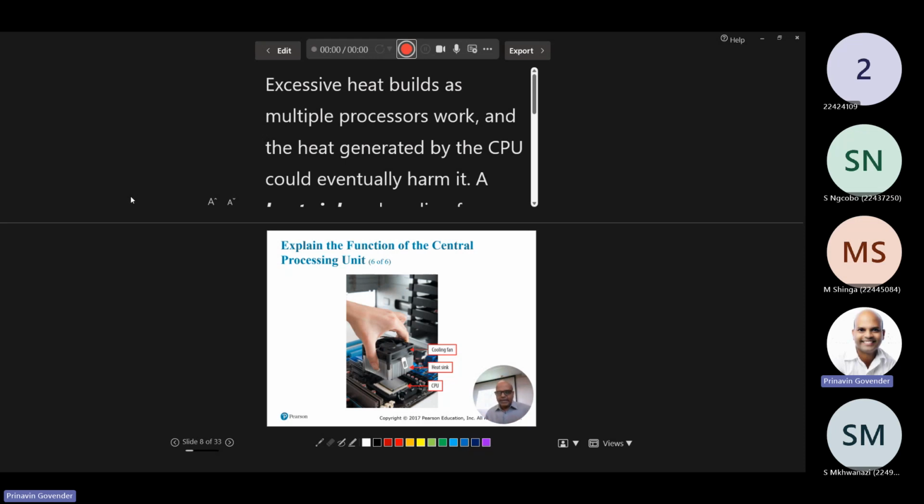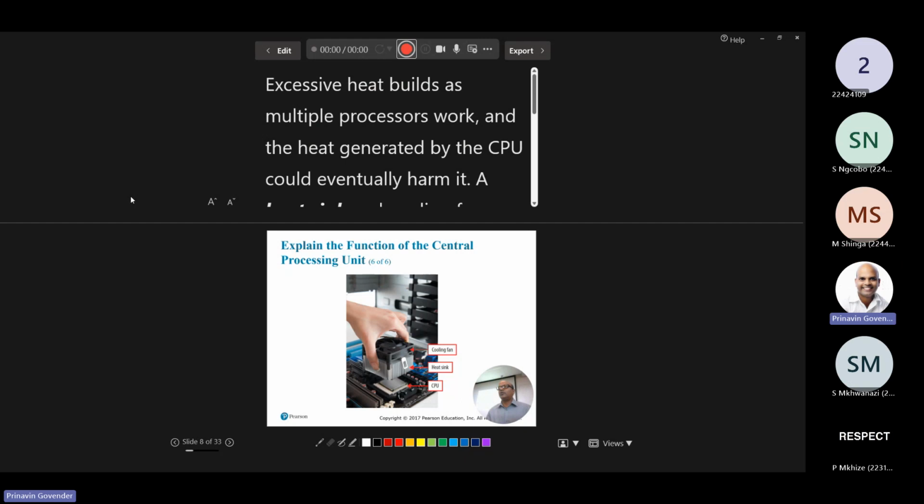There's something nice: a heat sink and a cooling fan. Let's talk about that. Now, the computer works at such high speeds that it actually generates heat, all right? And that's why they need what is known as a heat sink fan. So you'll notice computer rooms are generally air conditioned, because we don't want the processor to get too hot.